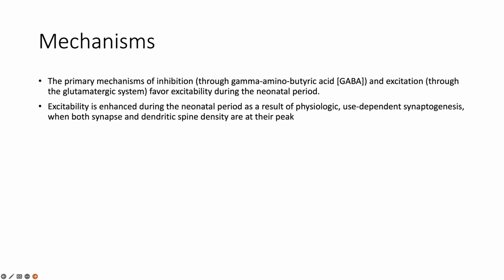So what are the mechanisms of neonatal seizures? The primary mechanisms, as I told you, are that the inhibitory mechanisms are downplayed during the newborn period, and the excitatory mechanisms have the upper hand. That is, GABA mediated inhibition is less pronounced than glutamatergic mediated excitation. So this favors excitability during the newborn period. Excitability is enhanced during the neonatal period.